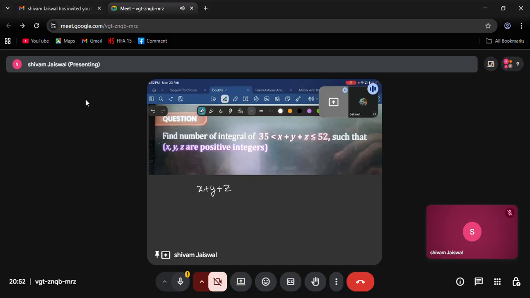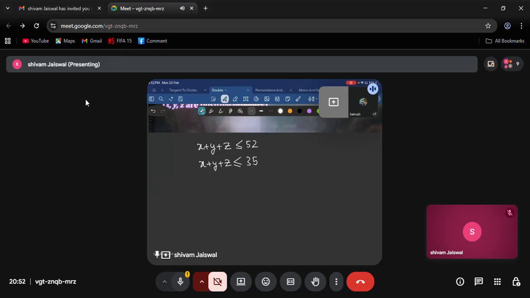x plus y plus z must be greater than 35, and it is less than or equal to 52. So what you do is you find out these two solutions: x plus y plus z less than or equal to 52, and x plus y plus z less than or equal to 35, and then subtract them.